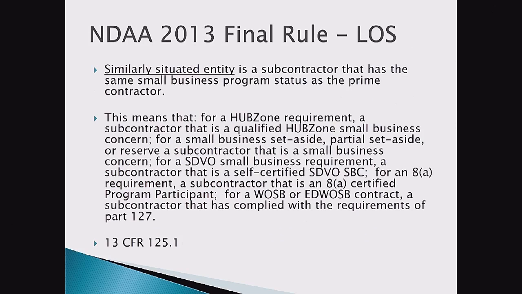Some of the specifics, though, around this, what do we mean by similarly situated entity? And it depends on the type of contract you're performing. So if it's a HUBZone set-aside, obviously the prime has to be a HUBZone, and also the subcontractor would have to be a HUBZone small business concern in order to count towards the limitations on subcontracting. And the same rules will apply to SDVO, women-owned, and so forth. You have to match what the eligibility of the prime will dictate what the subcontractor has to have.